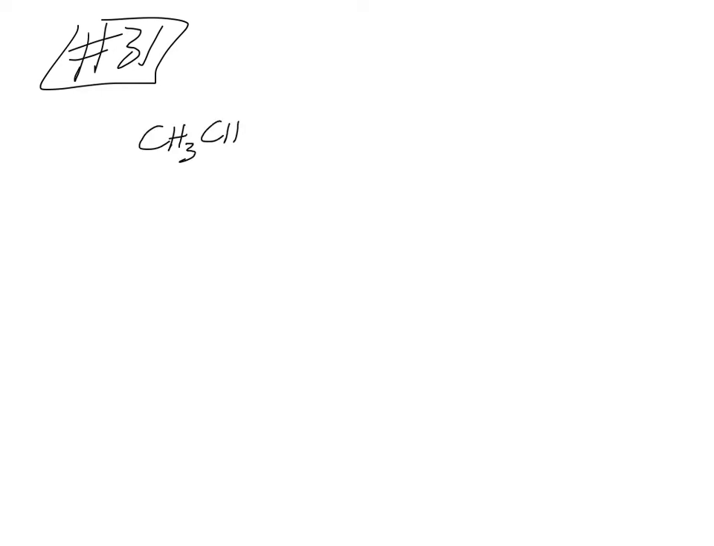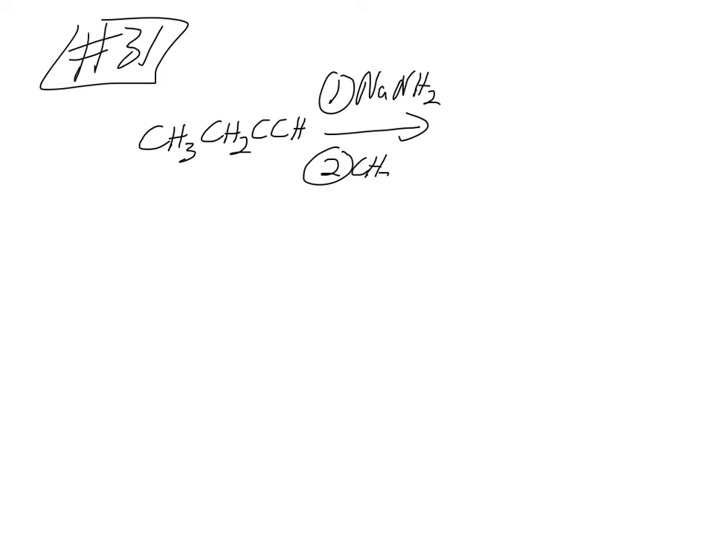All right, so let's do Sapling. This is number 31. It says CH3, CH2, CCH, and step 1 is NaNH2. Step 2 is CH3, CH2, CH2Br. They want to know what the product is. They want to know the product name.